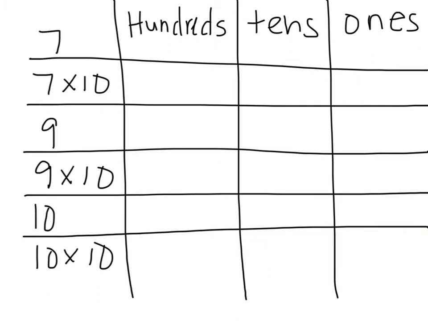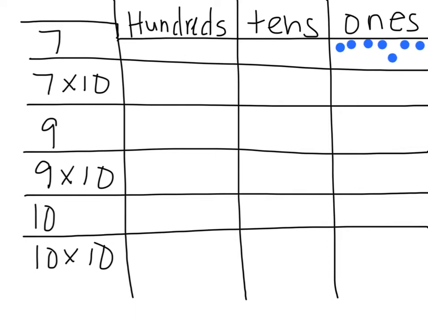Let's examine these same multiplication problems using a place value chart. We'll represent 7 with 7 chips in the one place. 7 times 10 gives us a value of 70, or 7 tens, which we'll represent with 7 chips in the tens column. Now let's look at 9. We'll represent 9 with 9 chips in the one column.